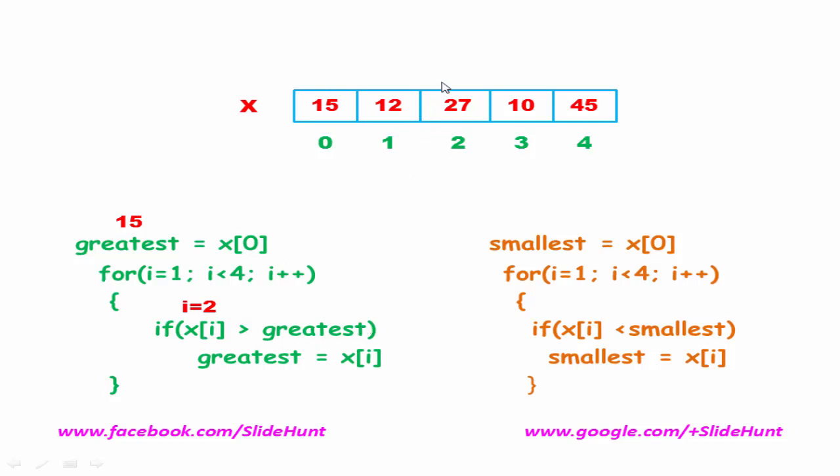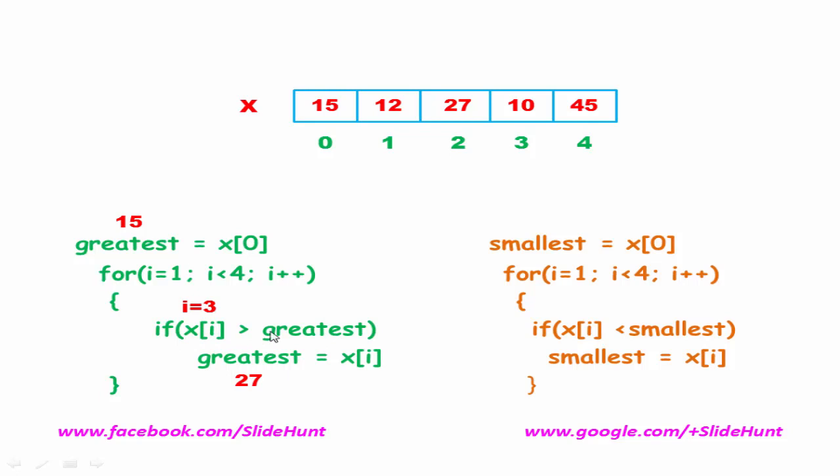x of 2 equal to 27, and greatest equal to 15. So 27 greater than 15? Yes, it is true. Now execute this statement, and 27 is assigned to greatest. So now greatest equal to 27. Then increment the value of i by 1, i equal to 3. Then check this condition again.